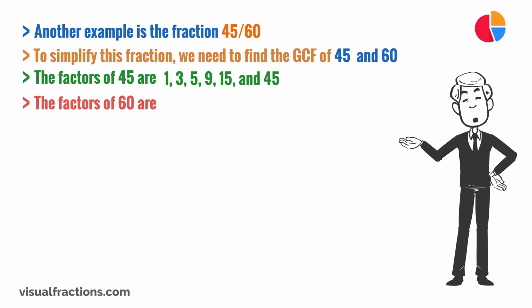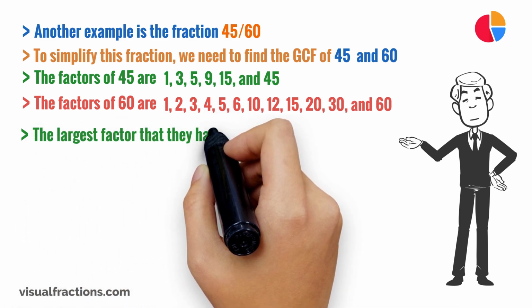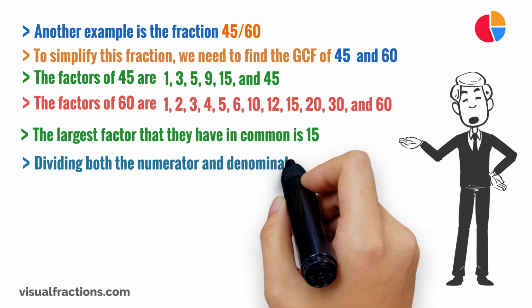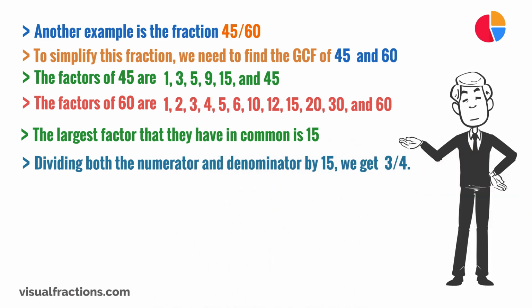The factors of 60 are 1, 2, 3, 4, 5, 6, 10, 12, 15, 20, 30, and 60. The largest factor that they have in common is 15. Dividing both the numerator and denominator by 15, we get 3/4.